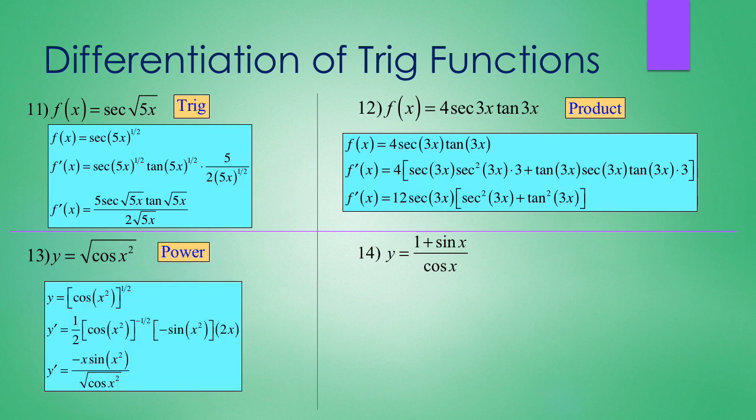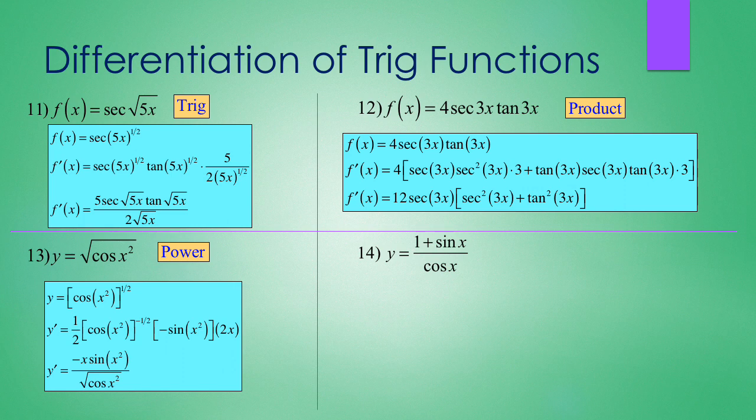In number 13, y equals the square root of cosine of x squared. The rewrite is really helpful. We write it as y is equal to the expression cosine of x squared raised to the 1/2 power. This is a power rule problem. So the 1/2 comes out front. We take the expression, write it to the negative 1/2, and then take the derivative of that expression. The derivative of cosine is negative sine of x squared times the derivative of x squared, which is 2x.